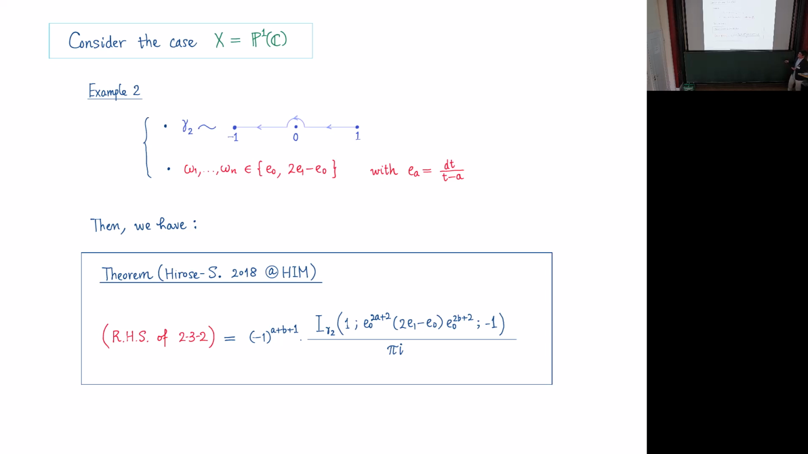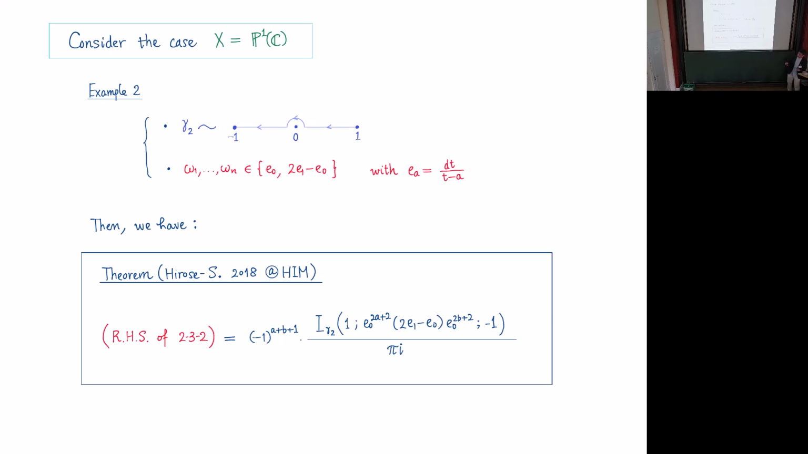And then what we found is that the right-hand side of the 2-3-2 formula, which was a sum of odd zetas times some even powers of pi, happens to be a very simple iterated integral like this. So now you have 2a plus 2 repeated e0s, followed by 2e1 minus e0, and followed by another sequence of e0 with length 2b plus 2. And then you also have to divide this by pi i.